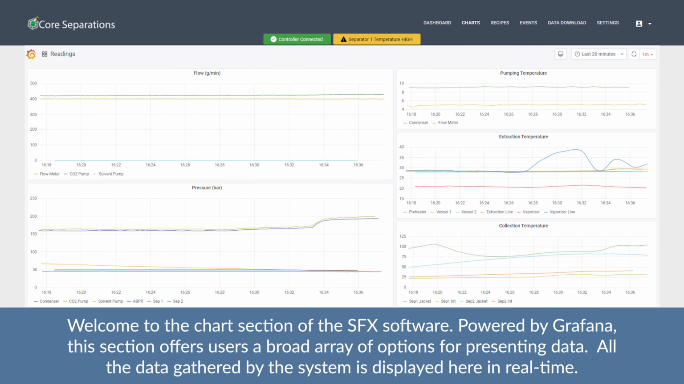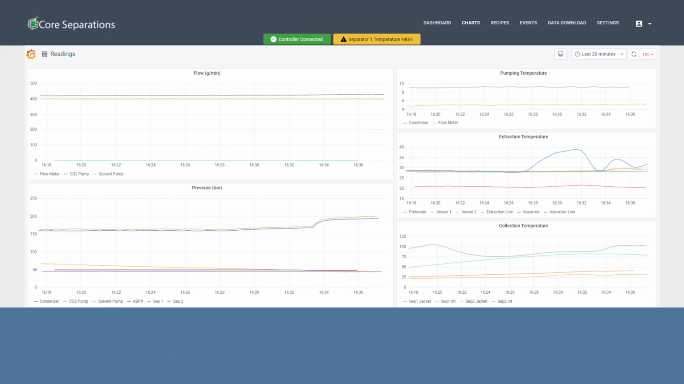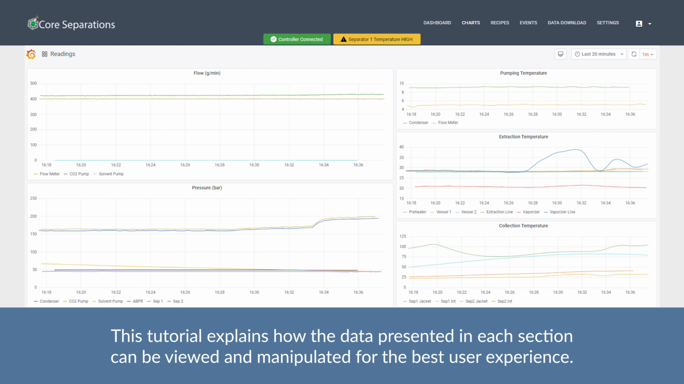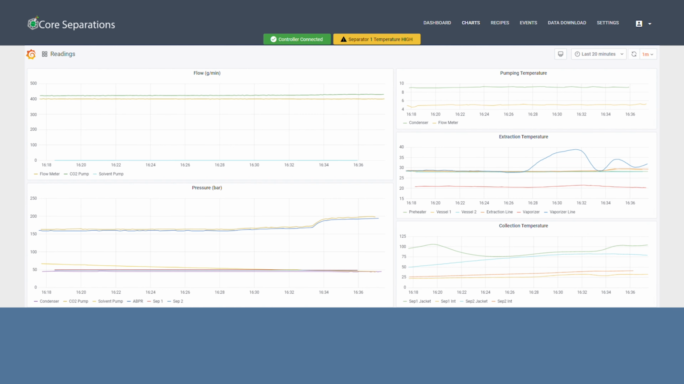Welcome to the chart section of the SFX software. Powered by Grafana, this section offers users a broad array of options for presenting data. All the data gathered by the system is displayed here in real time. This tutorial explains how the data presented in each section can be viewed and manipulated for the best user experience.